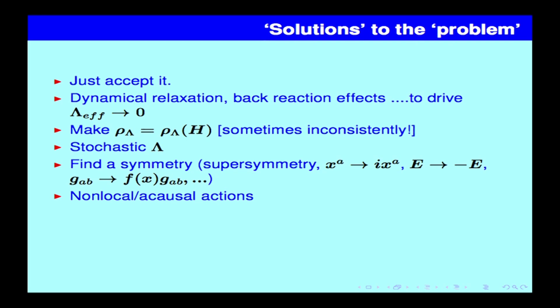Another class of ideas is to introduce either non-local or acausal actions. It has been noticed for a very long time, and I could never find the earliest historical reference. If some of you know, you should tell me. I learned it from my supervisor, that you can think of lambda as a Lagrange multiplier for the total 4 volume of the universe.